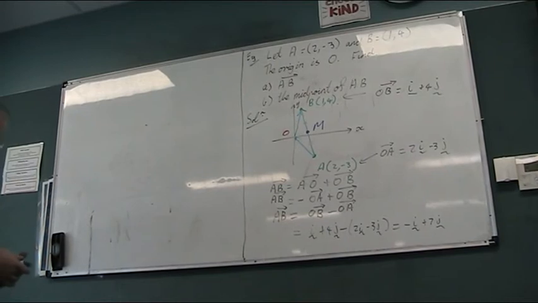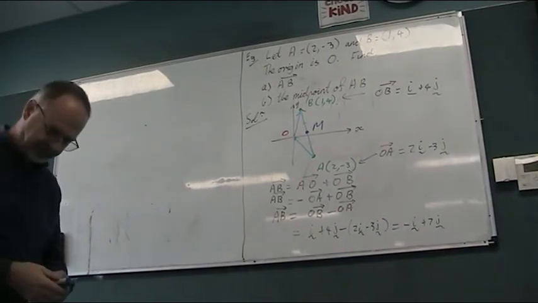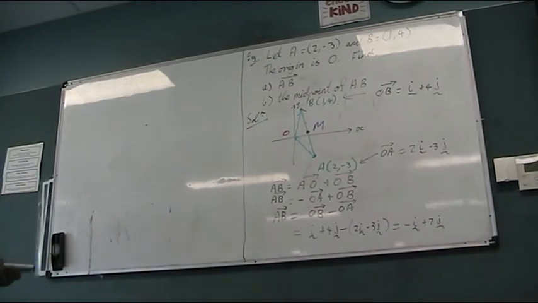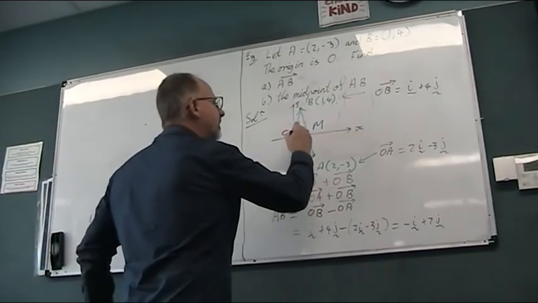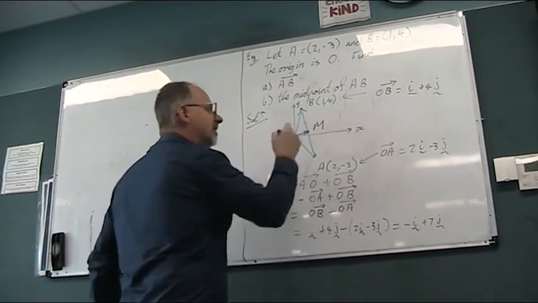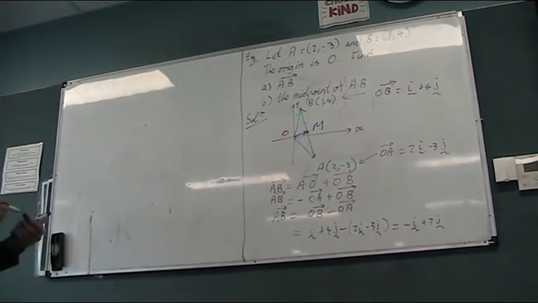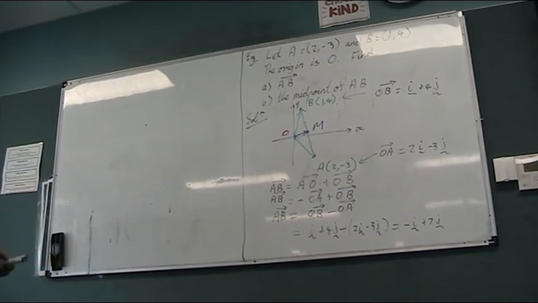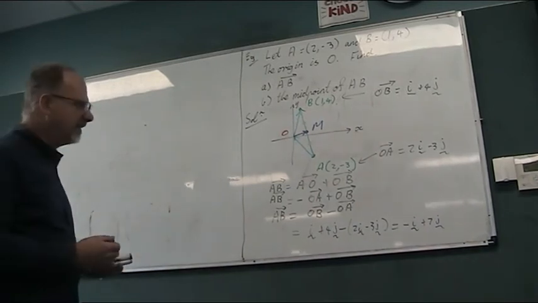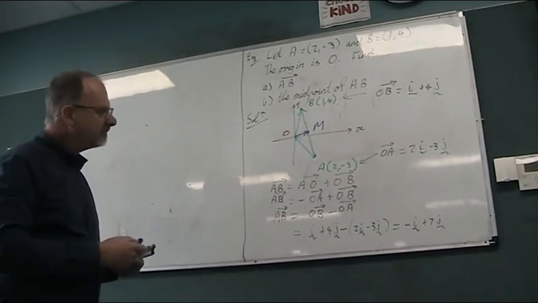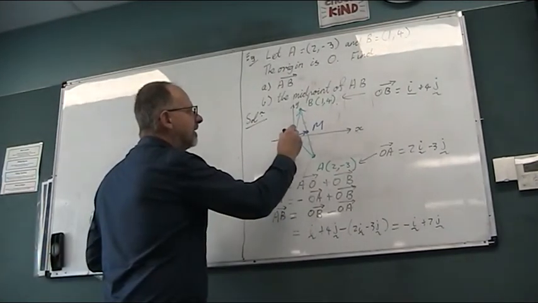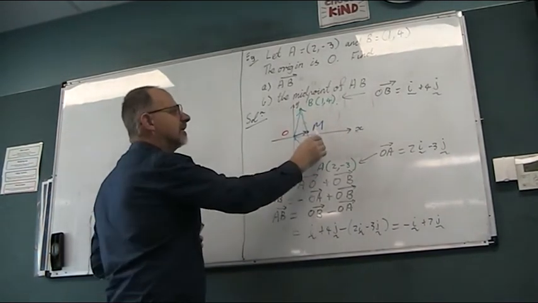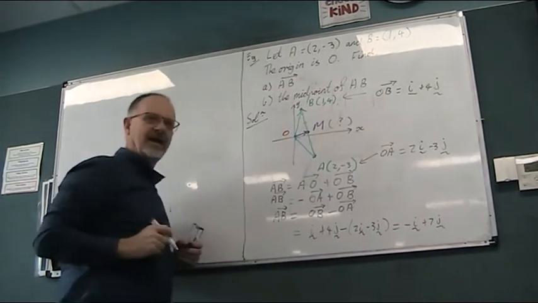So, the midpoint of AB. What are we trying to find out? We're trying to find out where that is. So we're trying to find that there, aren't we? That position vector. Because that would then locate where it is. In the end, what I'm after is OM, because that will then tell us what those coordinates are.